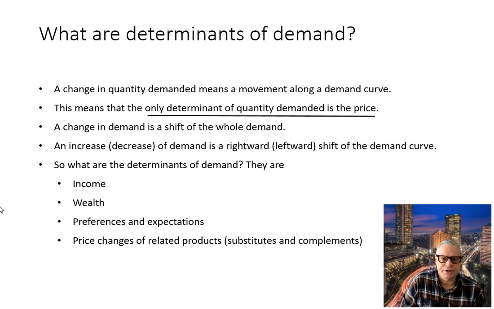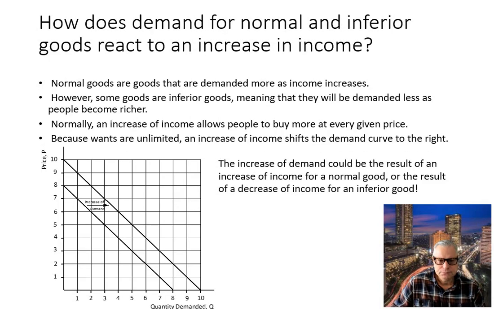But a shift in demand can have many reasons. And again, an increase in demand is a rightward shift, and a decrease in demand is a leftward shift of the curve. So what are the determinants of demand? Well, they are specifically income, and then closely related wealth, and then preferences and expectations, and price changes of related products, specifically substitutes and complements. And I want to do an example for each of them. Okay.